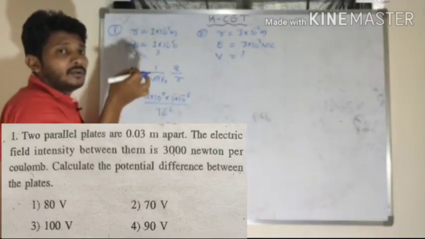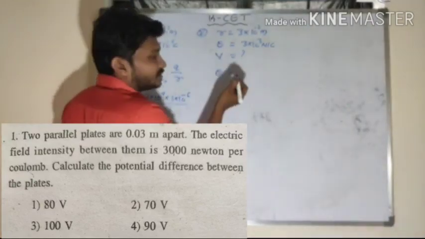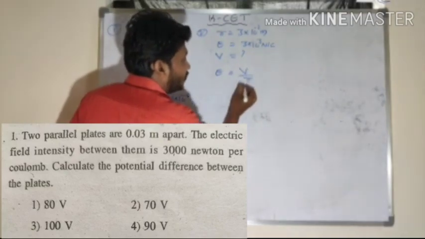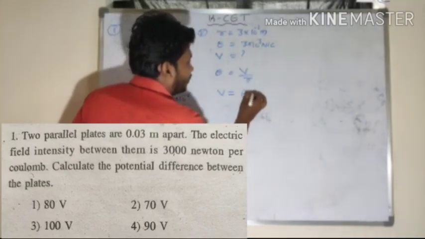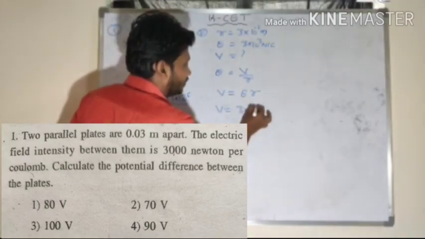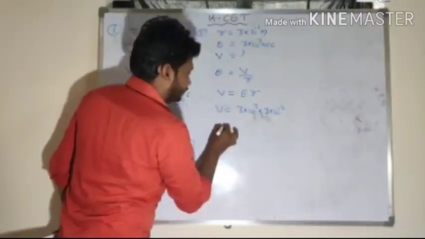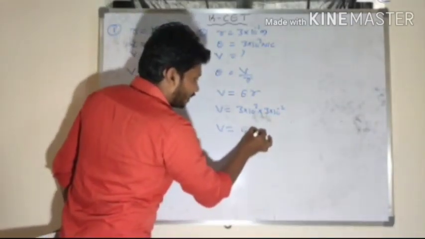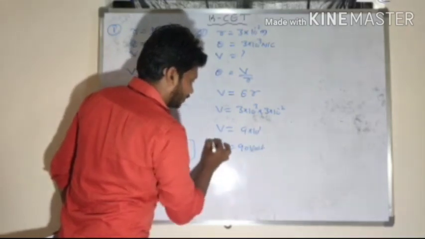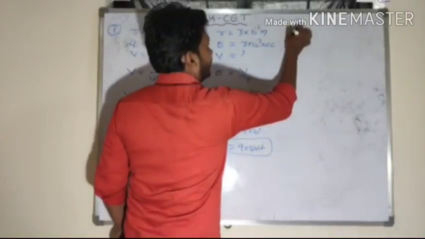What is the connecting formula for the relation between field and potential? E is equal to minus dV by dr, or if you consider only magnitude, E is equal to V by r. So V is equal to E into r. E value is 3 into 10 to the power of 3, r value is 3 into 10 to the power of minus 2. So V is 9 into 10 to the power of 1, or 90 volt. Potential value is 90 volt here.